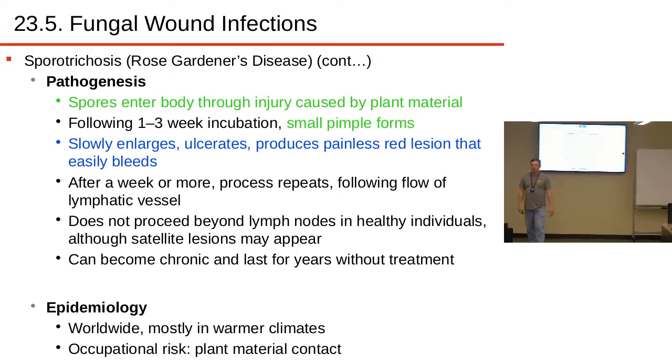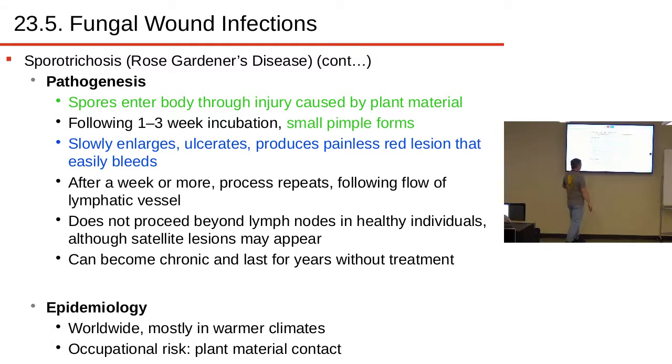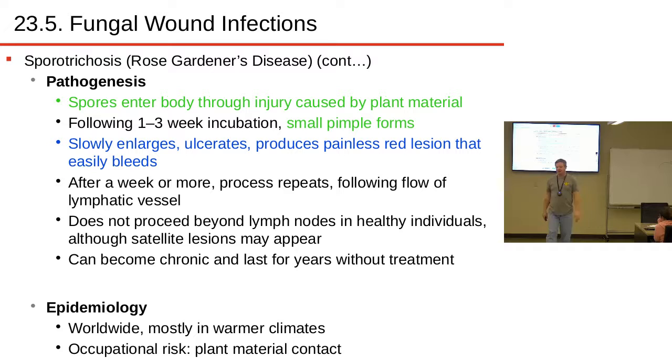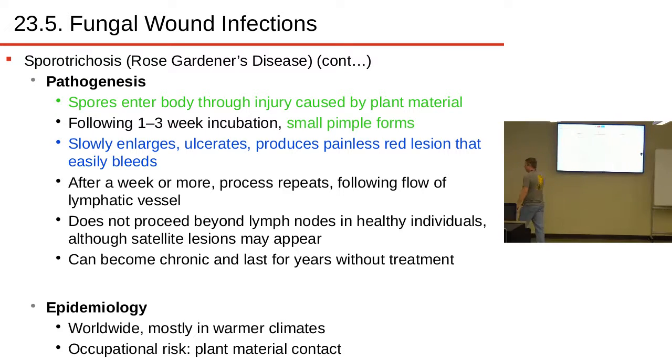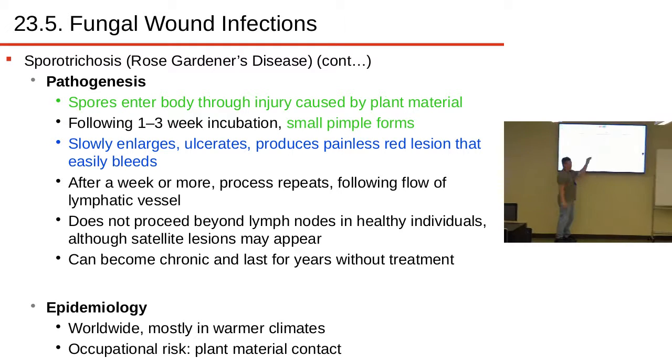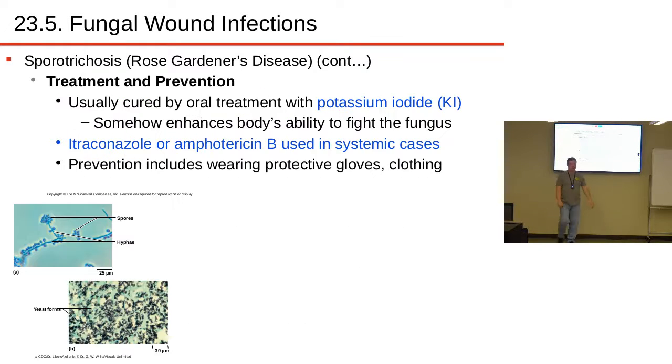And it usually doesn't proceed beyond the lymph nodes. Once it makes it to the lymph nodes, the immune system wipes it out and it's done. But that can take years sometimes for it to completely clear out, where the person is no longer having these ulcerations happening without treatment. With treatment, we can get it cleared pretty easily. It's an occupational risk for people that work in gardening centers and nurseries, and it's found pretty much worldwide. So it's nothing that we can get away from.